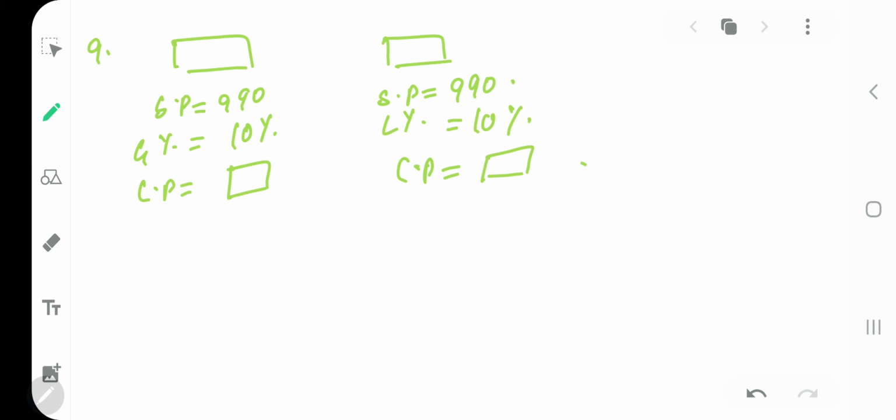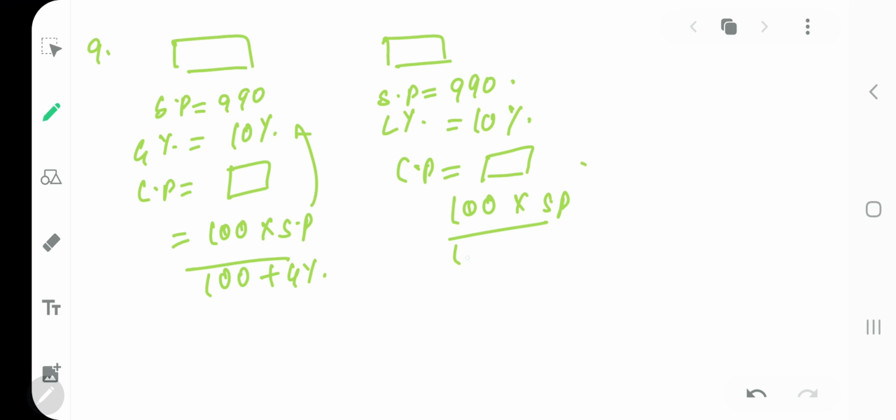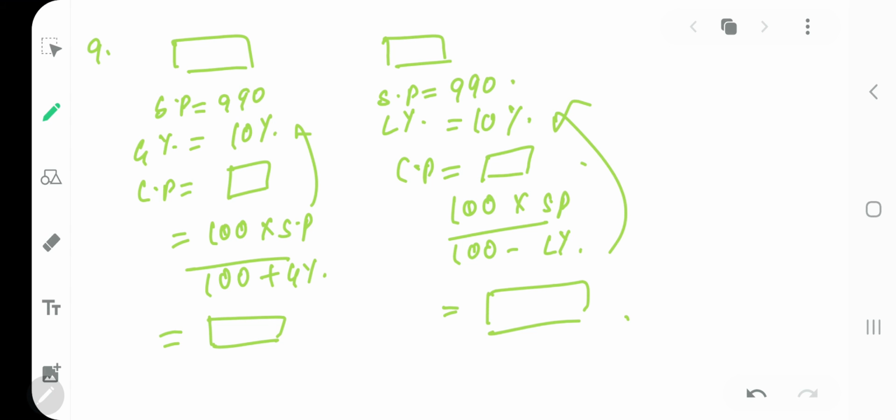And you know the very nice formula for CP. What is it? 100 into SP upon 100 plus gain percent. Why gain percent? Because in this transaction he has gained. In the next you have CP as 100 into SP upon 100 minus loss percent. Why loss percent? Because in this transaction he had a loss. From here you will get the CP of one tape recorder, and from here the CP of the other tape recorder. So once you got the 2 CPs, and here you have 2 SPs.